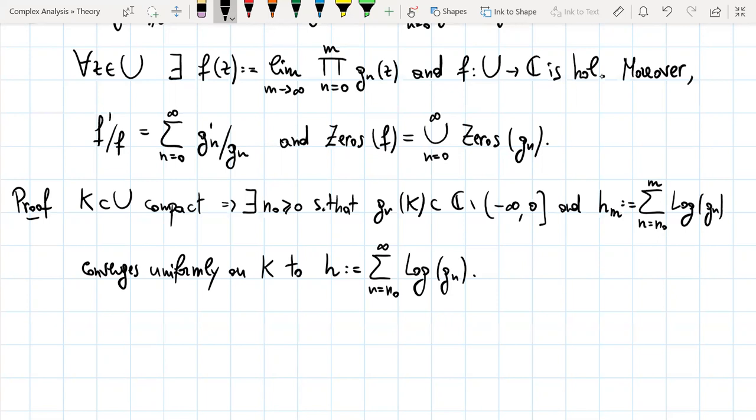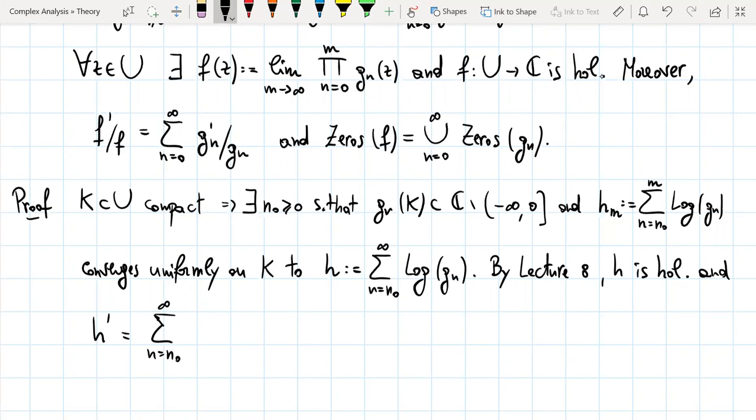Then by what we saw in lecture eight, H is holomorphic. And the other thing is that the derivative of H is the sum of the derivatives of the summands. So now I have to take the derivative of the logarithm of Gn, and for this we can just use the chain rule. And this is exactly Gn prime over Gn.